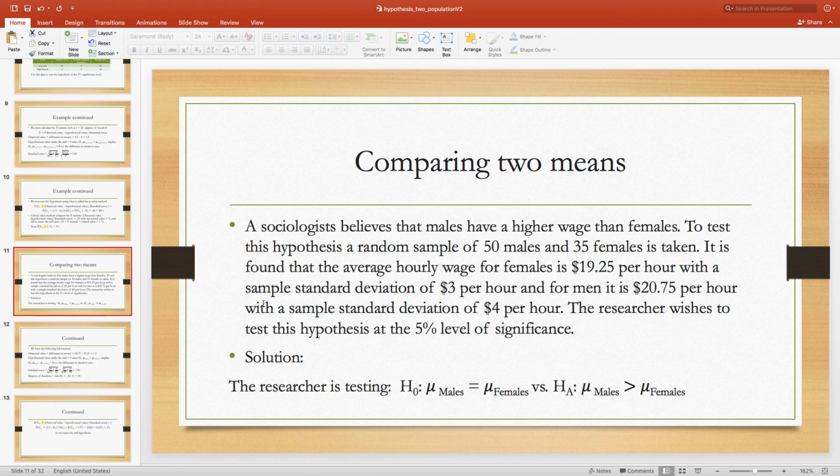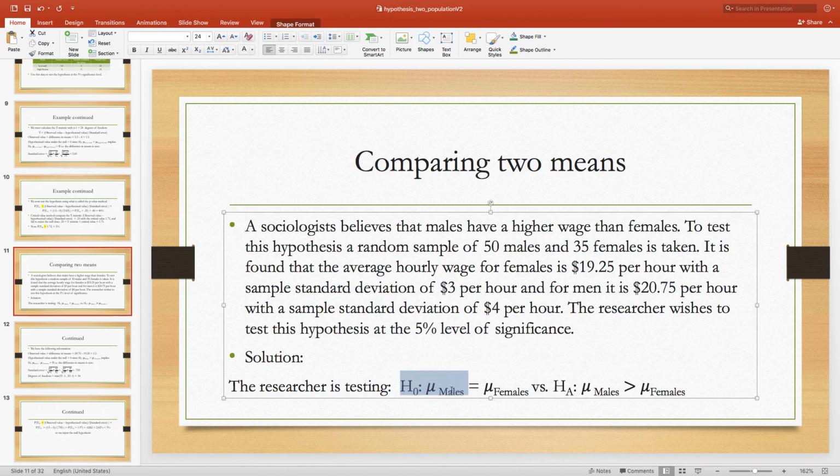Okay. Now, here's another example. We have a sociologist that believes that males have a higher wage than females, and to test this hypothesis, a random sample of 50 males and 35 females is taken. It's found that the average hourly wage for females is $19.25 per hour with a sample standard deviation of 3, while for men it's $20.75 per hour with a standard deviation of $4 per hour. So we want to test this hypothesis at the 5% level of significance.